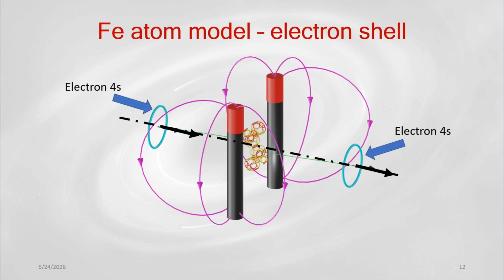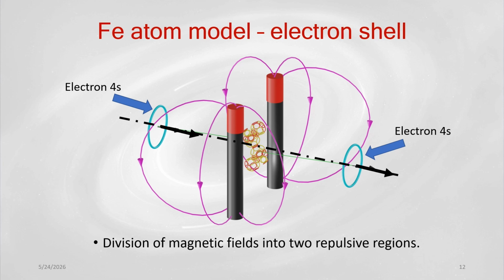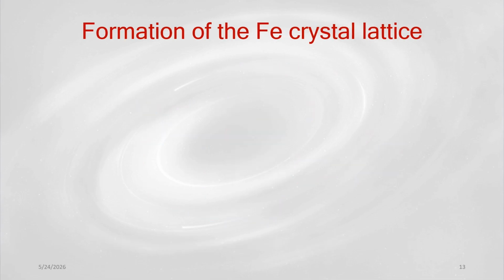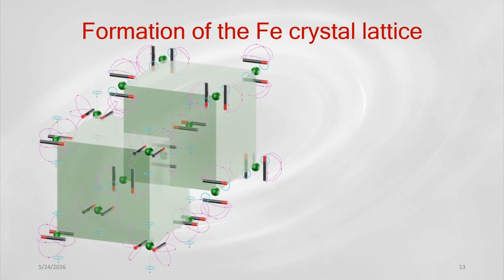This axis connects two valence electrons, highlighted here in light blue, which form a covalent bond with neighbouring iron atoms along this line. In the iron crystal lattice, the atoms are arranged so that the axes of their bonding electrons are oriented perpendicular to one another in all three spatial directions. Atoms that are not directly connected through valence electrons interact instead through their own magnetic fields.